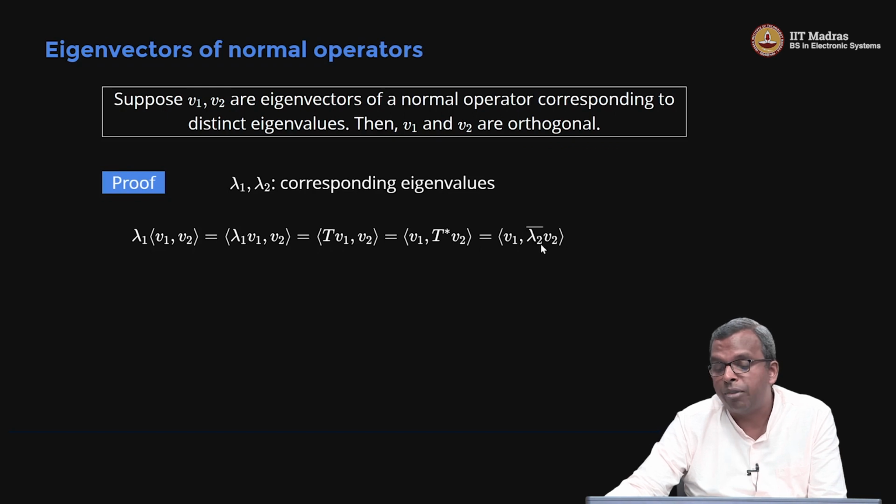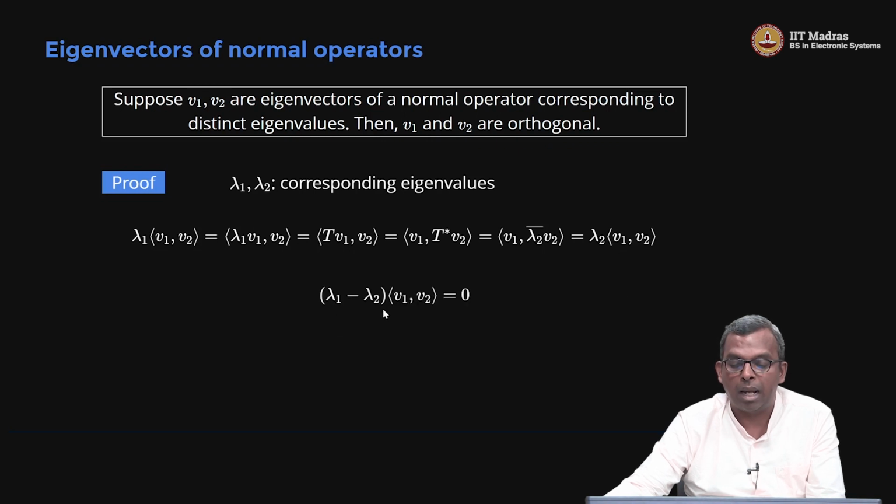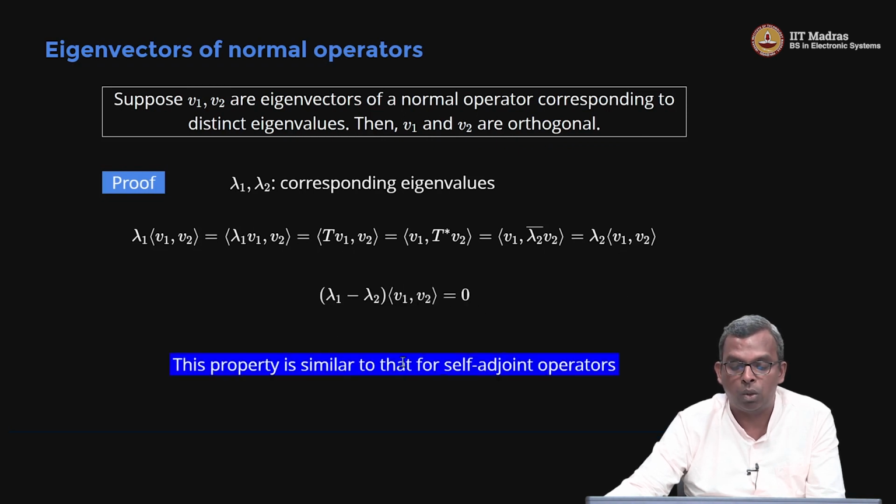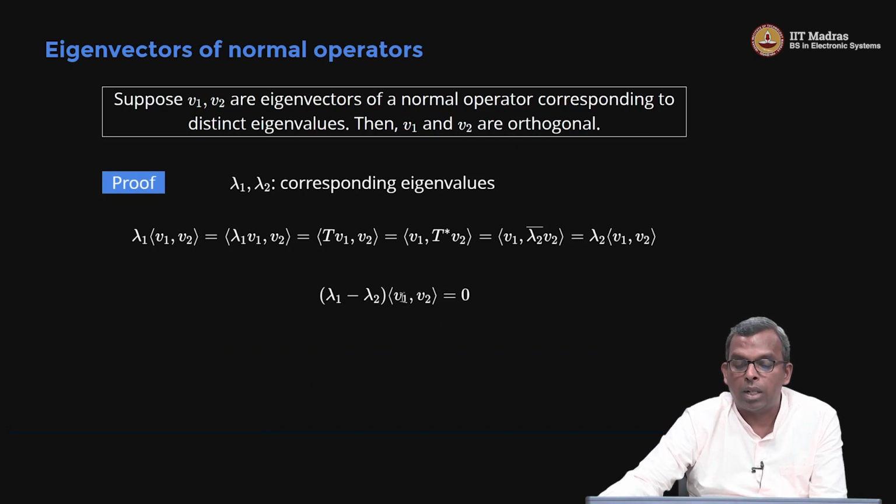Now lambda 2 bar v2, when I multiply on this side, is going to come out as lambda 2, because that is the second argument of an inner product. So lambda 1 ⟨v1, v2⟩ is lambda 2 ⟨v1, v2⟩. Bring this to this side: (lambda 1 minus lambda 2) times ⟨v1, v2⟩ is 0, and that's done. Lambda 1 is not equal to lambda 2, so ⟨v1, v2⟩ has to be 0; v1 and v2 are orthogonal. Very nice, simple proof.